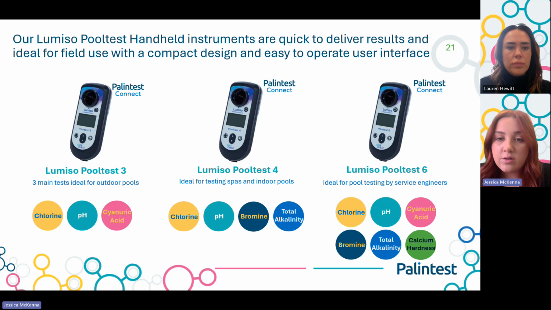The Lumisol Pool Test 4 tests for chlorine, pH, bromine, and total alkalinity, and is ideal for testing spas and indoor pools. We then have the Lumisol Pool Test 6, which is ideal for some service technicians and pool engineers. That instrument will measure chlorine, pH, cyanuric acid, bromine, total alkalinity, and calcium hardness. And all 3 of these instruments are compatible with our data management software, which is Test Connect.